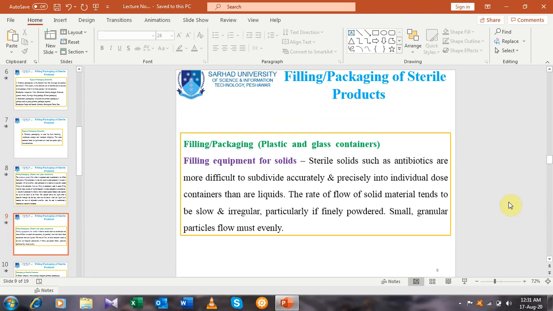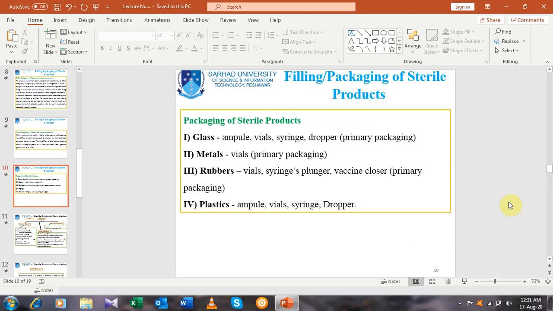We also discussed the filling equipment for solids, and how solids are filled. Packaging of sterile products, and different types of material composition of the packaging, including glass, metals, rubbers, and plastics, were covered as well.